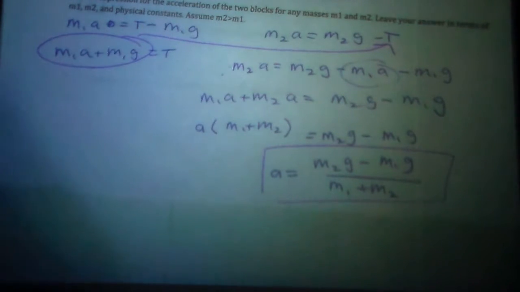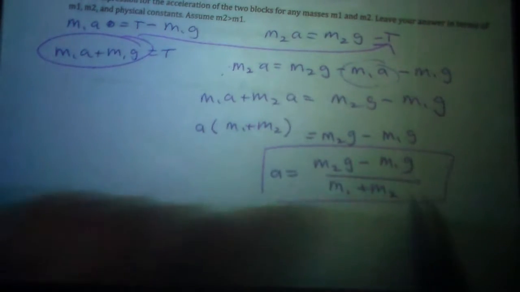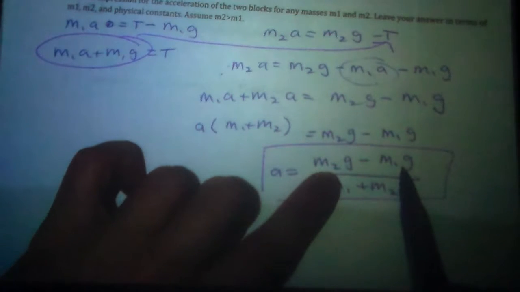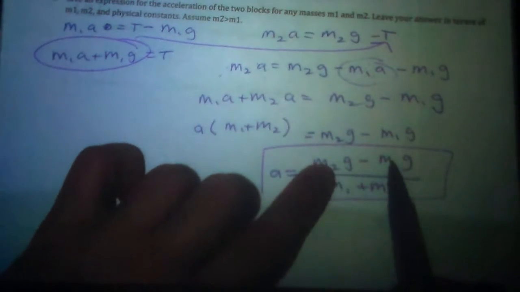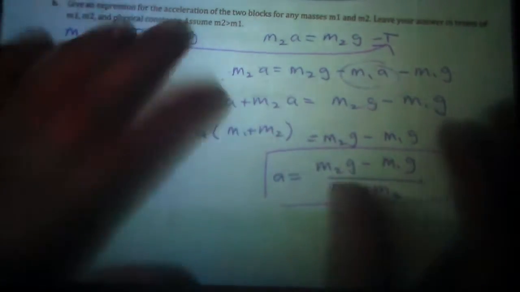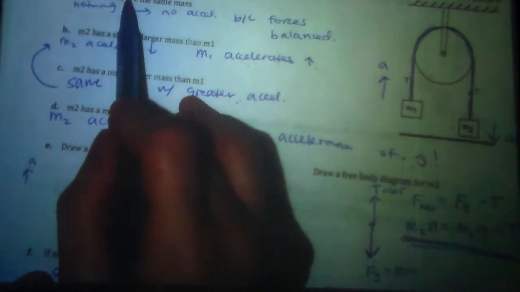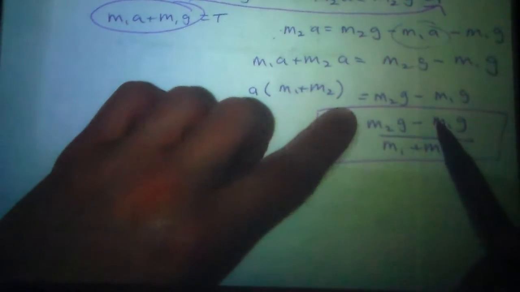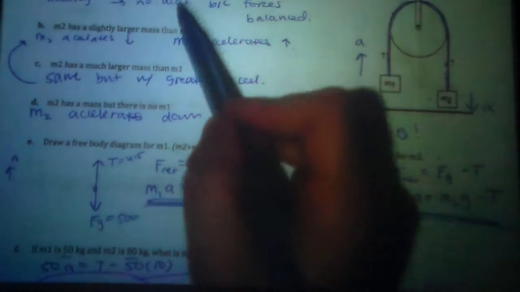So let's always stop and think, does this make sense? So here, M2G minus M1G. Does the difference of the forces make sense that this would determine the acceleration? So let's look. If M1 and M2 are the same mass, when you subtract them, what will you get? Zero, which we said if they're the same, forces would be balanced. You would have a net force of zero, you'd have zero acceleration. So that totally makes sense. In this part that we're subtracting, if they're equal to each other, you get zero, makes sense.